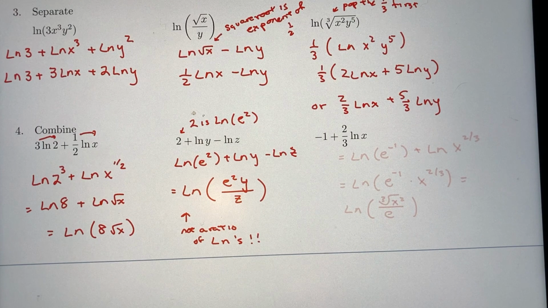Okay. -1 is ln of e to the -1. Let's see. e to the negative 1 is e on the bottom. And x to the 2/3 is cube root and square.